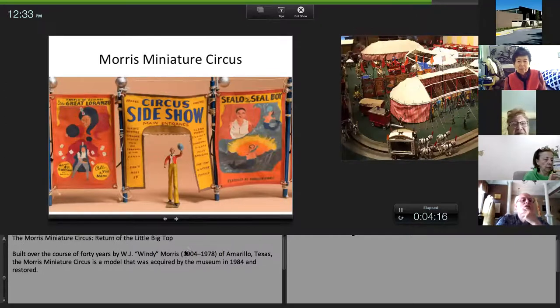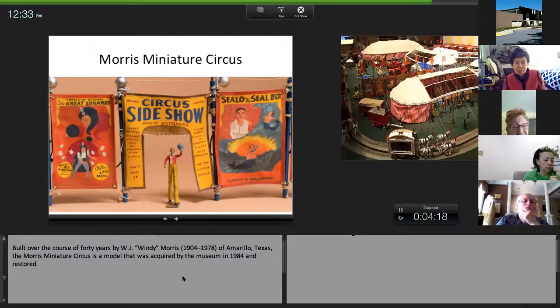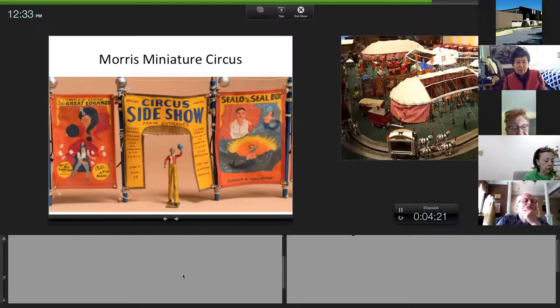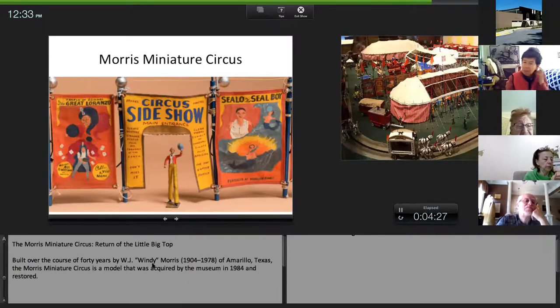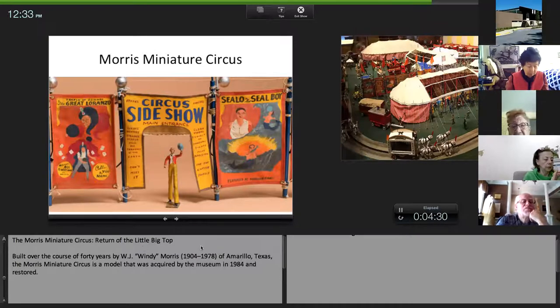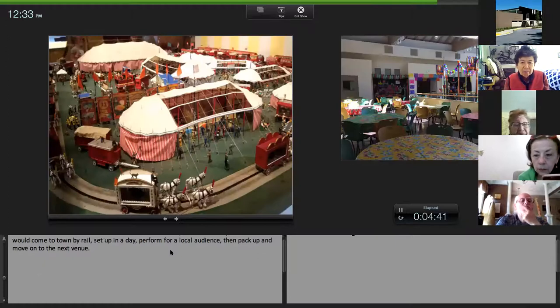Okay, some of the things that I particularly enjoyed when we visited, there was a miniature circus exhibit. This is the Morris Miniature Circus, and this is just like a big top circus. It was built over 40 years by Wendy Morris from Amarillo, Texas, and it was acquired by the museum in 1984. This was, if you can imagine, a tremendous table that you could walk around.